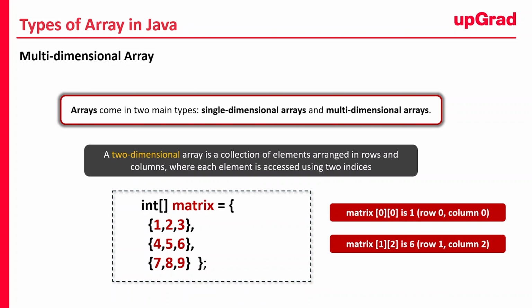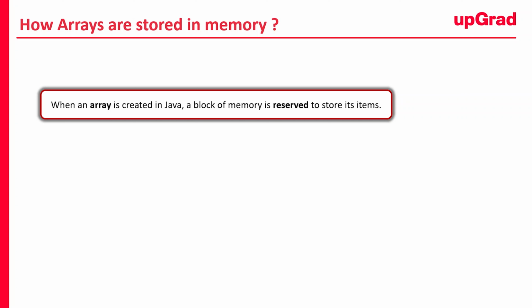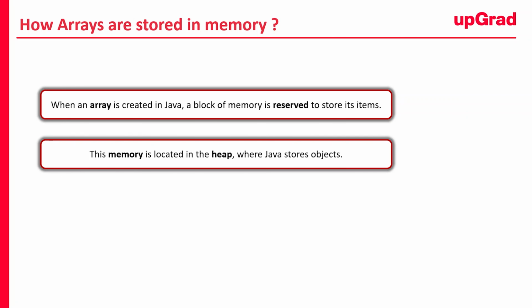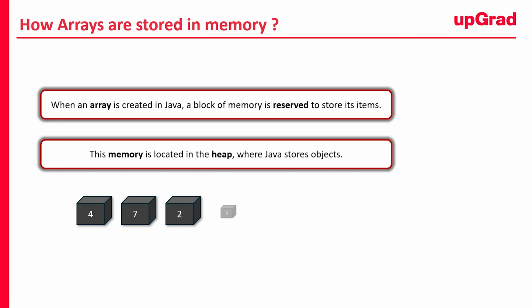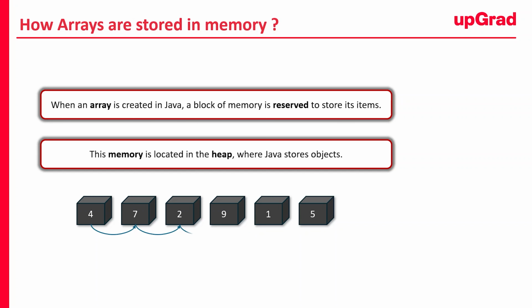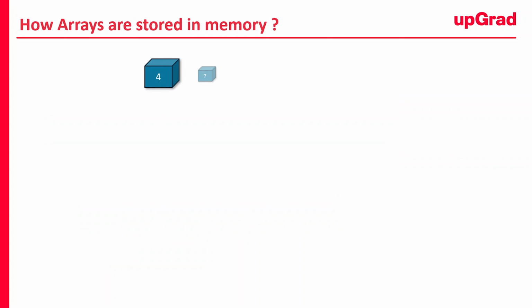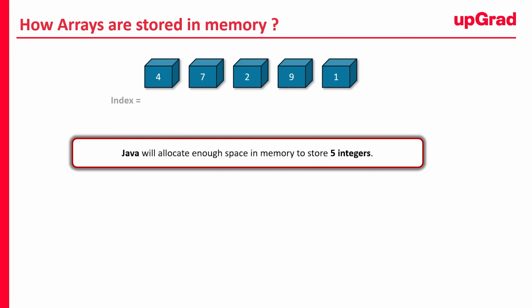Now let's understand how arrays are stored in memory. When you create an array in Java, the computer sets aside a block of memory to store all the items in the array. This memory is located in a part of the computer's memory called the heap, which is where Java stores objects. Arrays are special because they store items one after another in a straight line called contiguous memory. This makes it easy for Java to quickly find any item in the array. For example, if you create an array to store 5 numbers, Java will allocate enough space in memory to store 5 integers which are all placed next to each other.